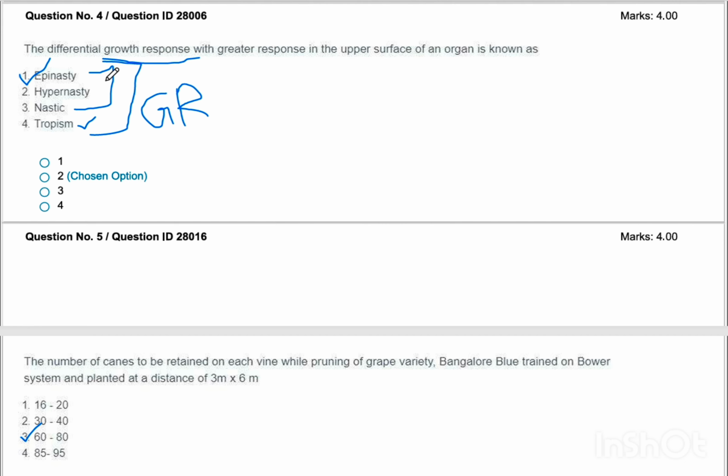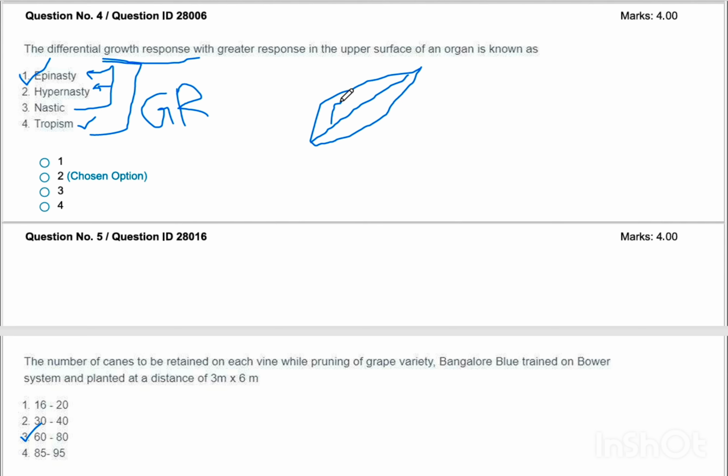Now, moving to the next two. Nastic movements are those movements which are not oriented towards or away from an environmental stimulus. So it is not related to an environmental stimulus, it's something else. Nastic movements are non-directional responses to stimuli. Epinasty is the downward bending of a plant part, like a leaf, caused by faster growth on the upper side. That is, growth is on the upper side of an organ.